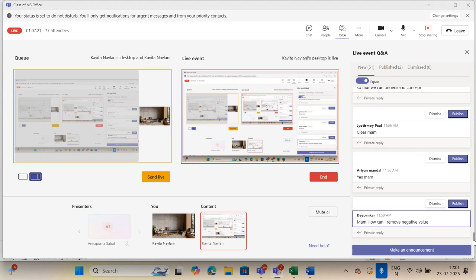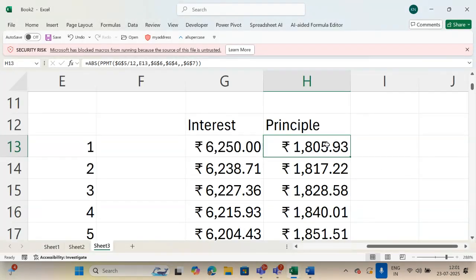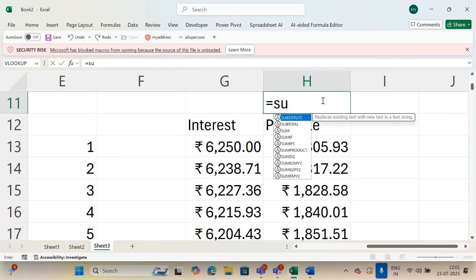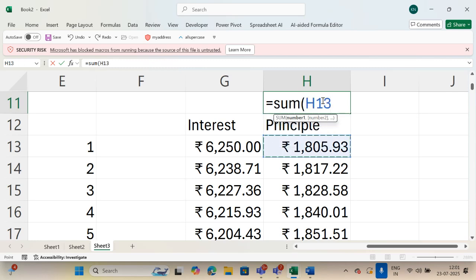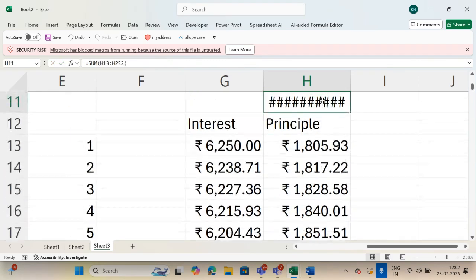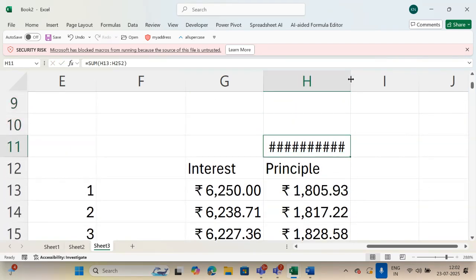Tell me, students, what will be the total amount of the principal? See, the total amount of this is equal to sum, definitely that should be the 10 lakh rupees.